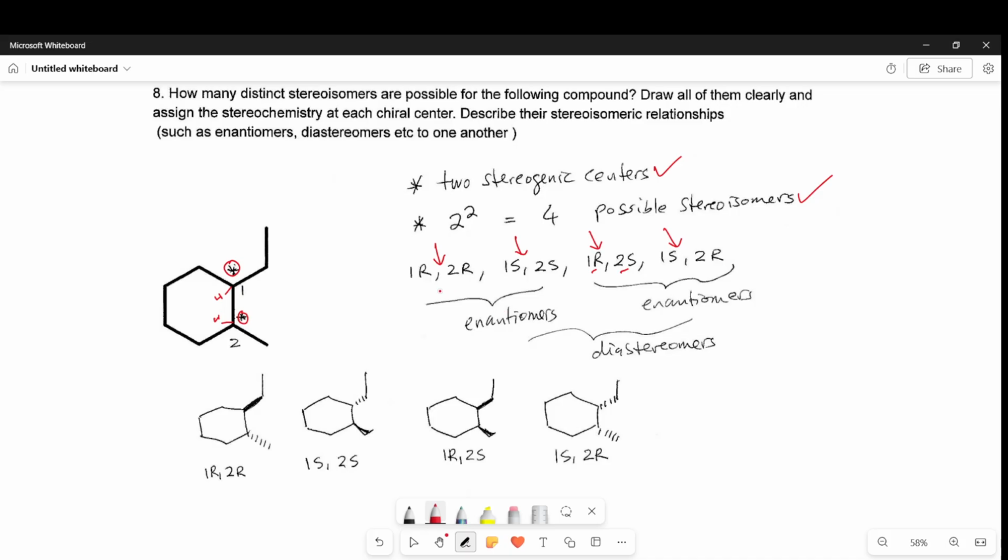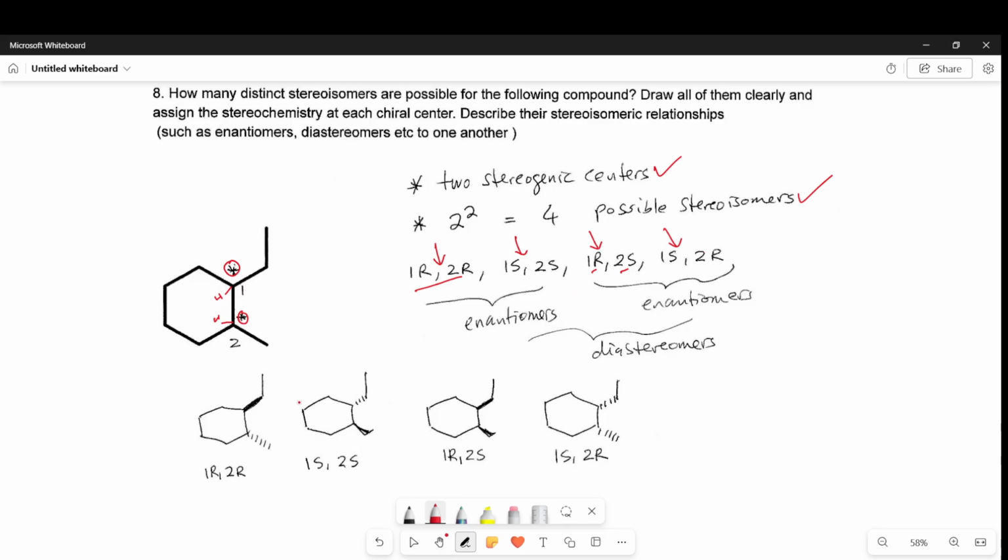For example, 1R2R and 1R2S are diastereomers. 1S2S and 1R2S are not enantiomers but diastereomers. So I have 4 different stereoisomers.